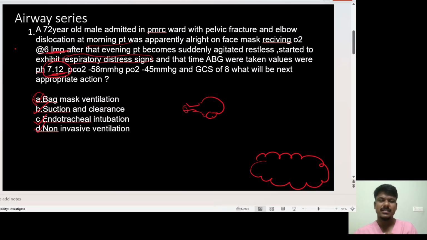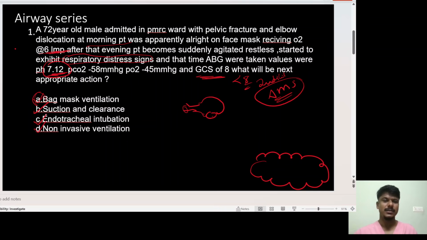See, already ABG parameters are deranged. He's going for a severe acidosis, severe respiratory acidosis, and patient sensorium is dropping. GCS 8 is indicative of altered mental status. So this is not a proper option. You're going to keep Ambu and ventilate the patient means patient will further worsen. You're going to lose the patient.